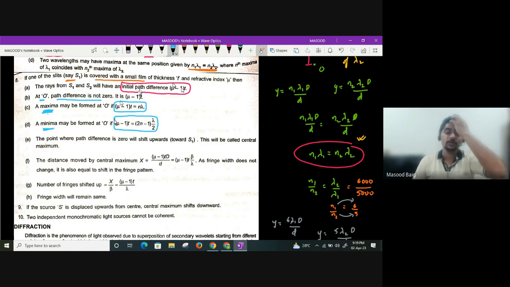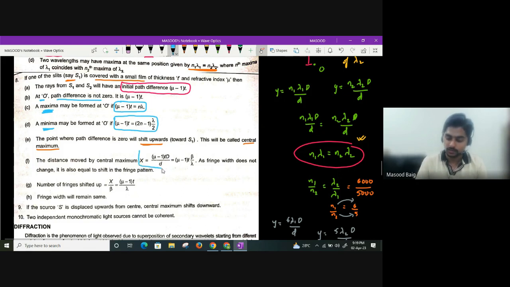Now, because you have introduced a thin film on the above slit, the central maxima will get shifted upwards. By how much distance will it get shifted upwards? It will get shifted upwards by distance mu minus 1. This is a very important formula again.